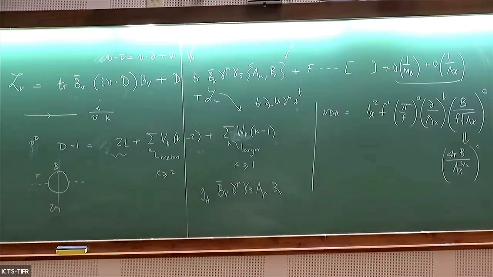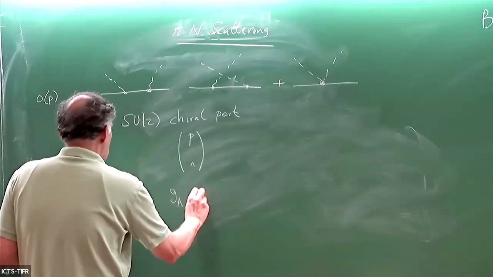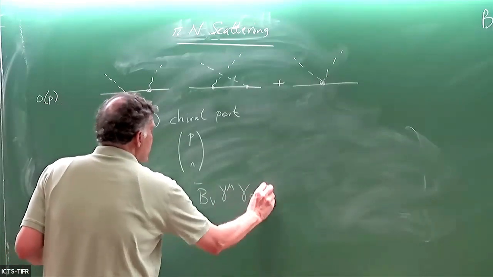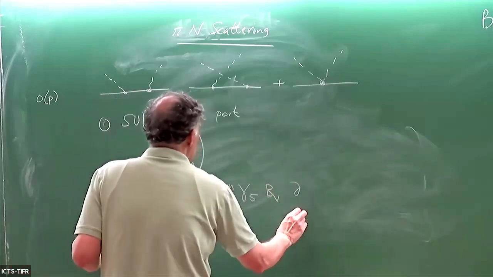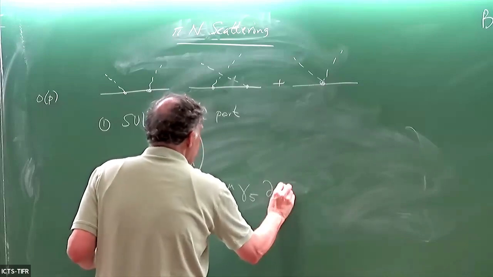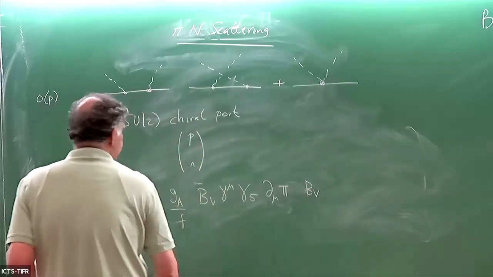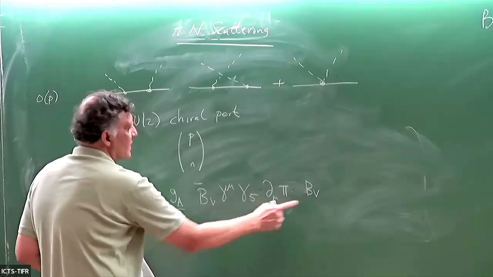And so the coupling we have, this vertex, so this dot is GA, B bar V, gamma mu gamma 5, B sub V. Okay, I guess I can put the d mu pi inside. D mu pi, B sub V, GA over F. Okay, this is a square matrix, and then that's a row vector and a column vector.